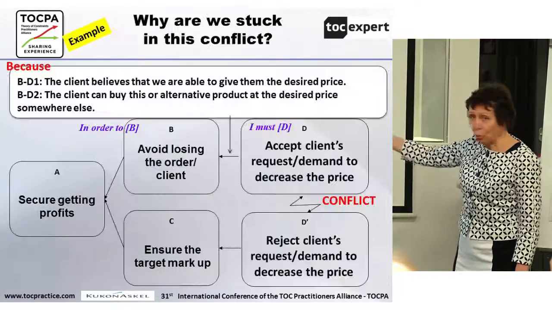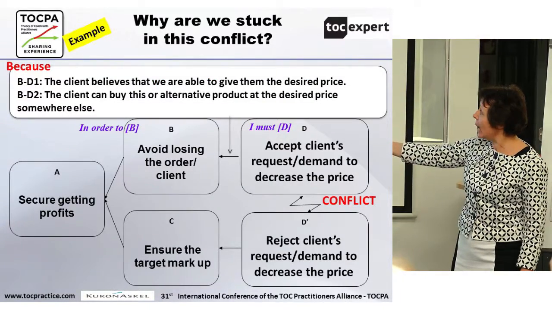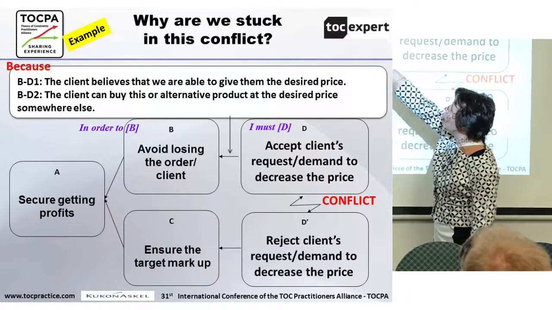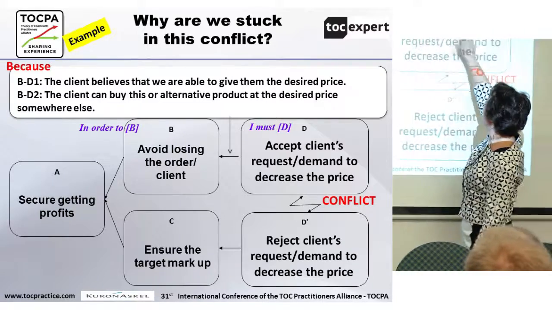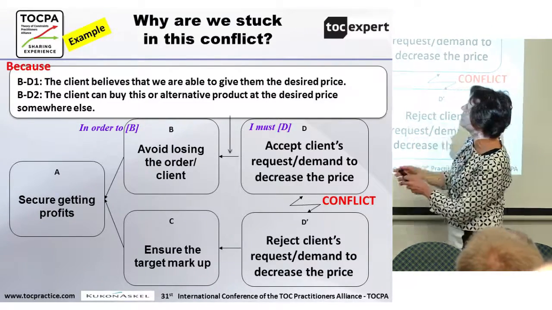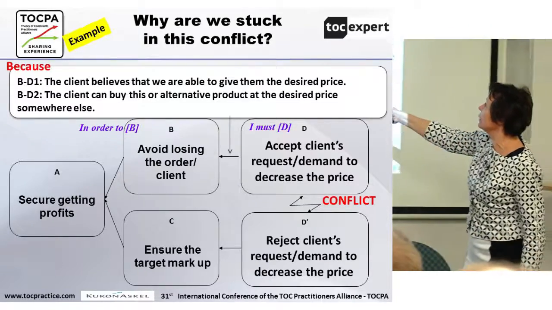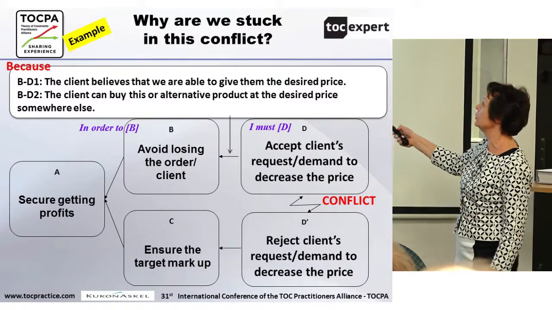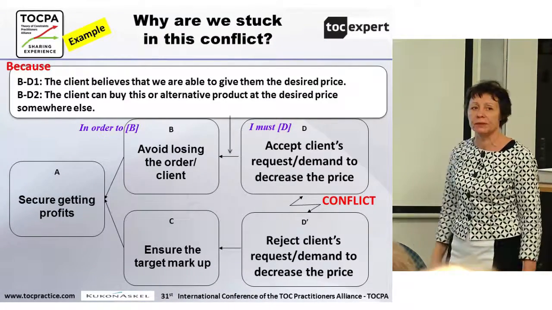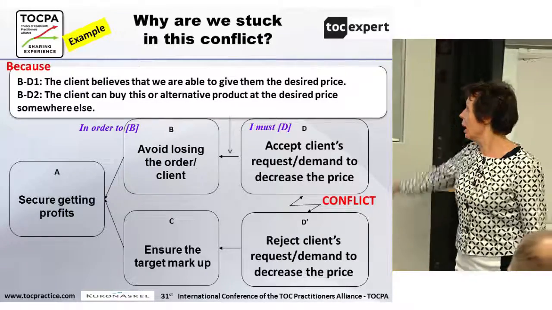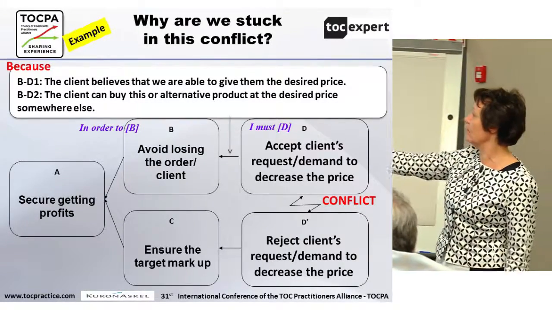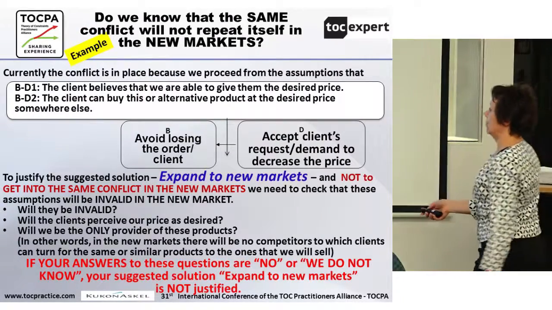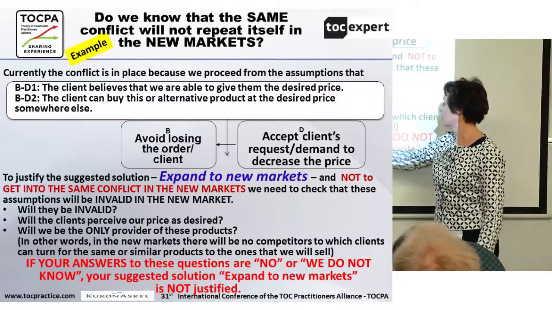This is what we have now. And this exists because in order to avoid losing the order of a client, I must accept the client's request and demand to decrease the price, because the client believes that we are able to give them the desired price. And the client can buy this or an alternative product at the desired price somewhere else. Now, our idea was, it all started with that, expand to new markets. The main thing is here.